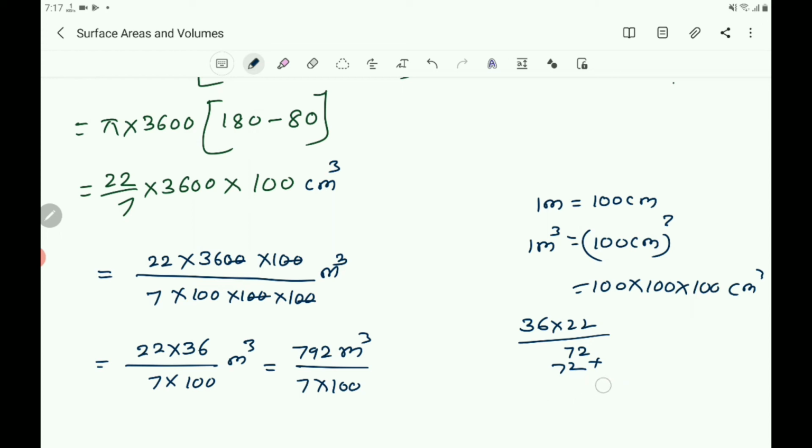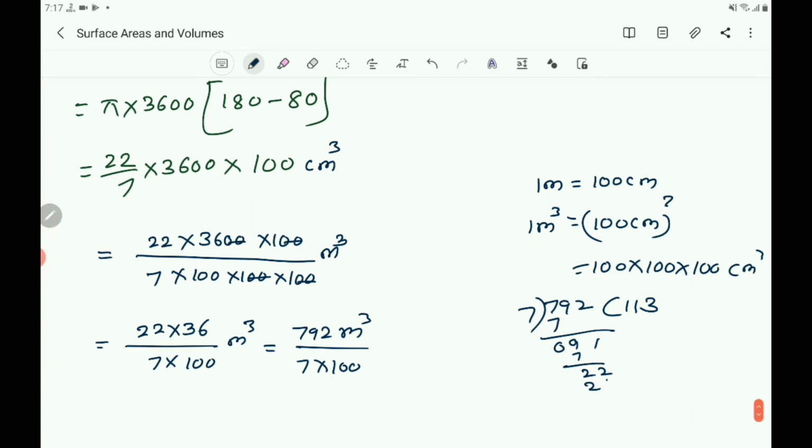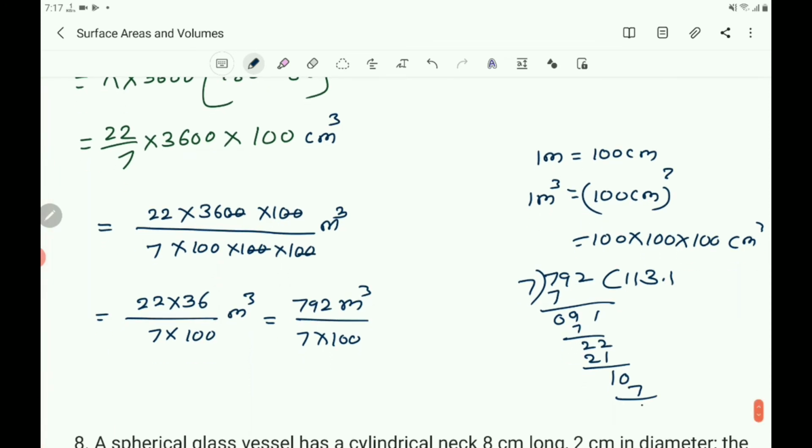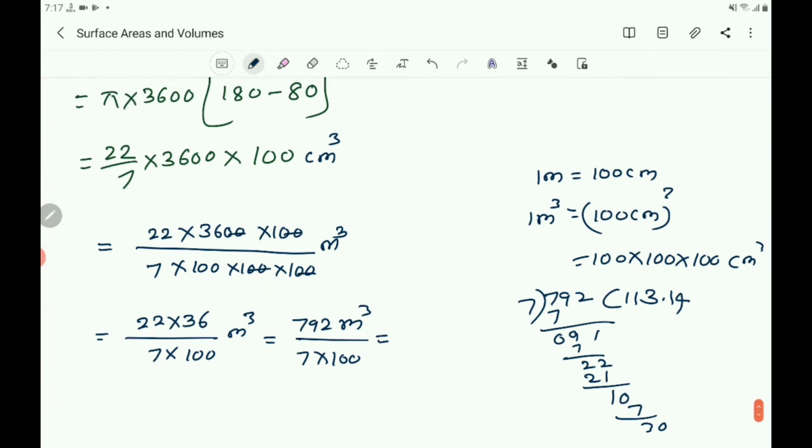Then you divide it by 7. Then you will get 792 divided by 7. 7 ones are 7. 0. Take this 9. 7 ones are 7. 2 is remaining. 2 2. 7 3s are 21. 1 is remaining. Put point. 0. 7 ones are 7. 3 is remaining. 7 4s you will get. So you write it is 113.14 m cube by 100.